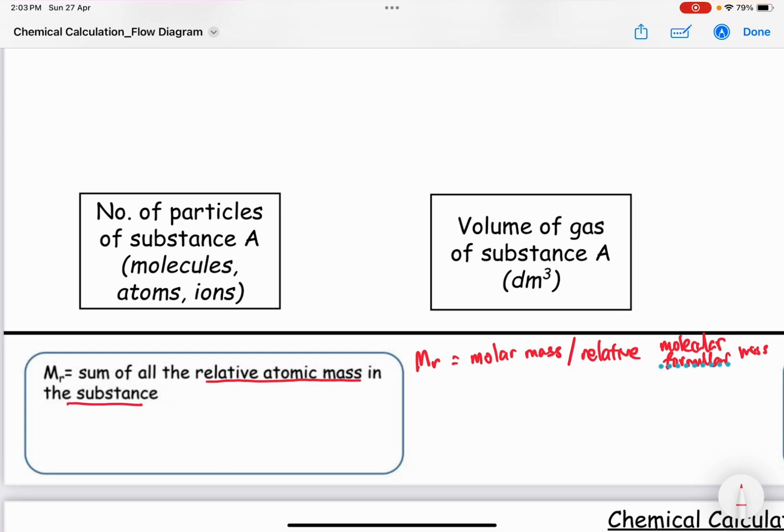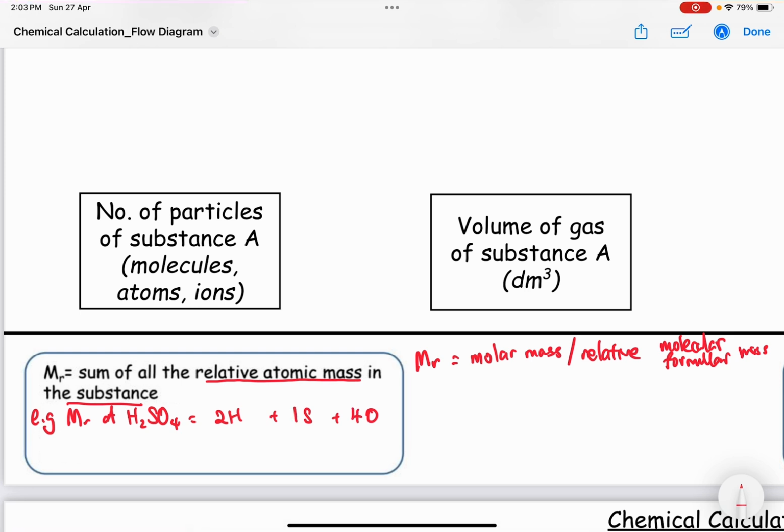Now, this may sound a bit weird, like how do I exactly do this? So let's look at it. So for example, if I want to find the MR of H2SO4, what are the elements present? I got hydrogen, I got sulfur, and I got oxygen. Now, how many of each element do I have inside here? So I realize in this H2SO4, I got 2 hydrogen, 1 sulfur, and 4 oxygen.